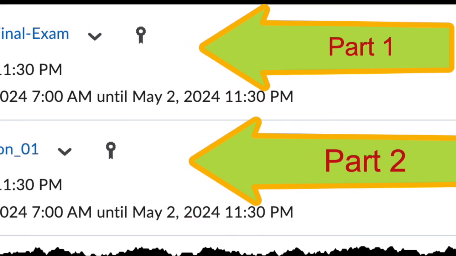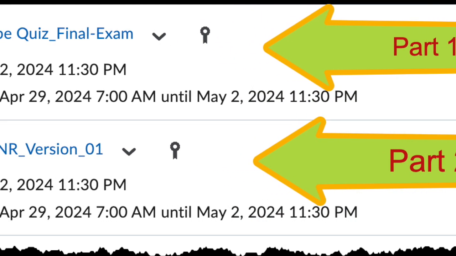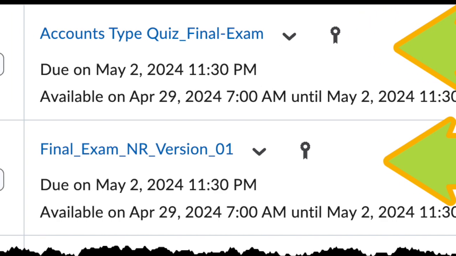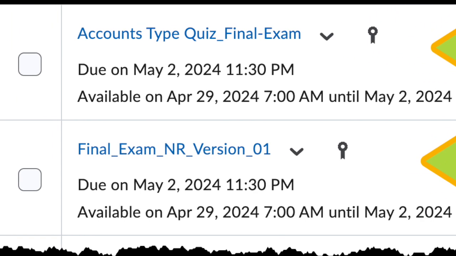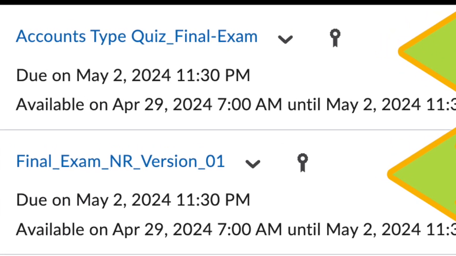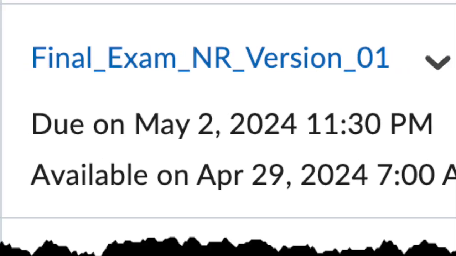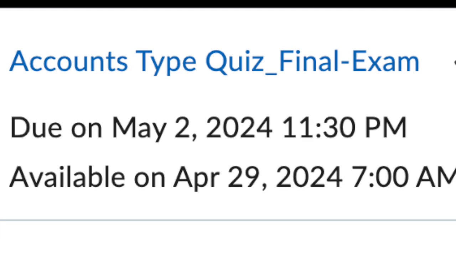When you actually take the final exam and you go into the D2L page, you will actually see two tests. You'll see the accounts type quiz final exam, and you'll see an exam labeled final exam alternative. The first one, the accounts type quiz final exam, will assess your understanding of basic accounting. You will have approximately 15 minutes to do that portion of the exam.